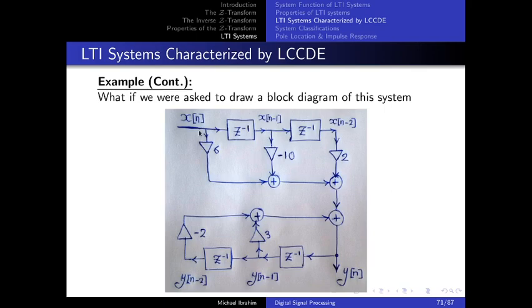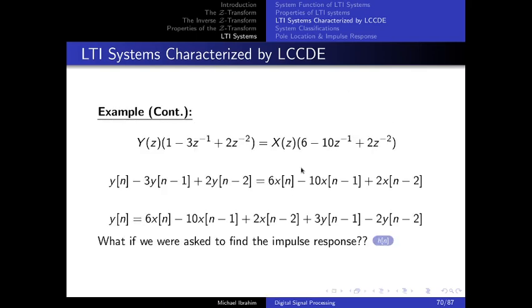Basically, the equation was like this: 6x[n] minus 10x[n-1] plus 2x[n-2]. This was the first part of the equation. So now we have x[n], and this block over here is a multiplication with a constant, so we multiply x[n] by 6, and then this block will give you a delay of one sample, will give you x[n-1], which is then multiplied by minus 10, added with 6 times x[n], and both of them will be added to 2 times x[n-2]. If you go back here, this is actually the first part of the equation: 6x[n] minus 10x[n-1] plus 2x[n-2].